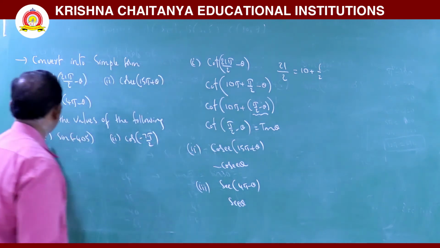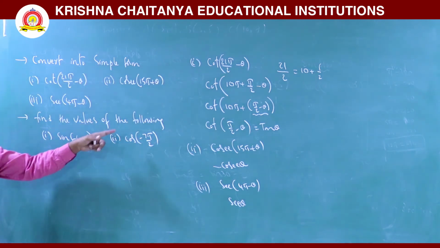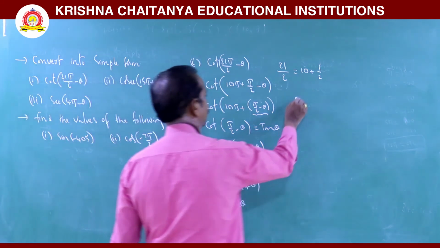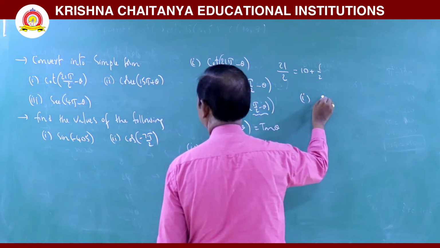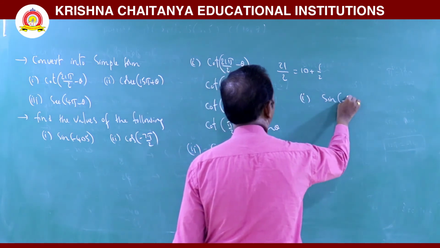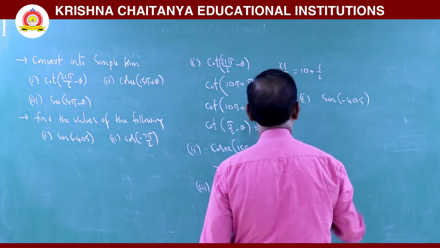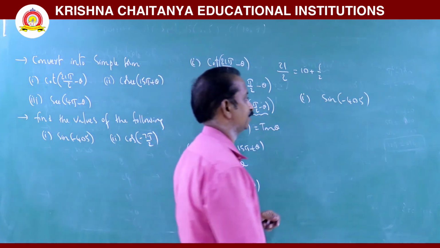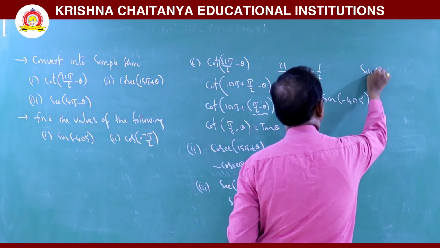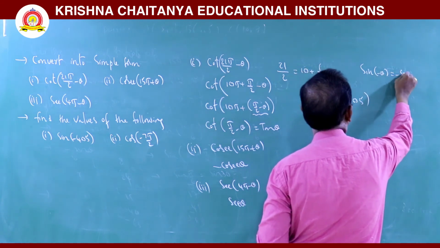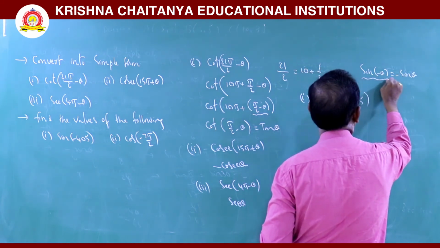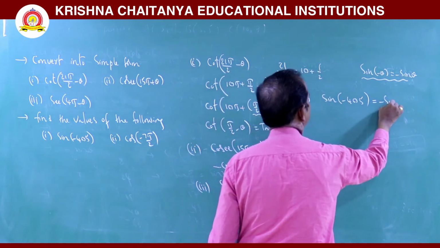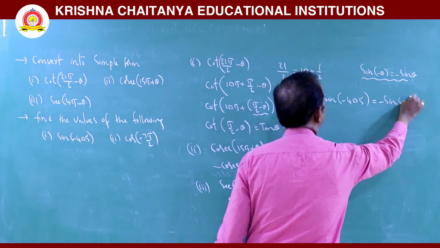Now come to the second model. Find the values of the following. Now consider question number 1: sine of minus 145, nothing but sine of minus theta. So what is our basic? Sine minus theta is nothing but minus sine theta. Using that basic, we can write this as minus sine 405 degrees.